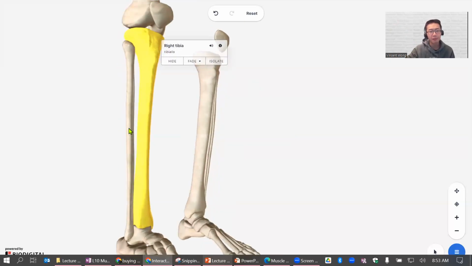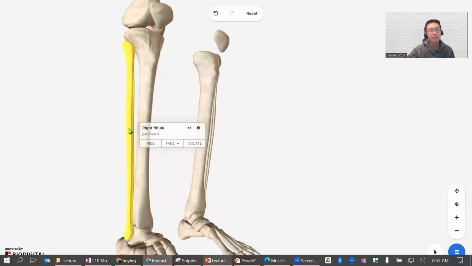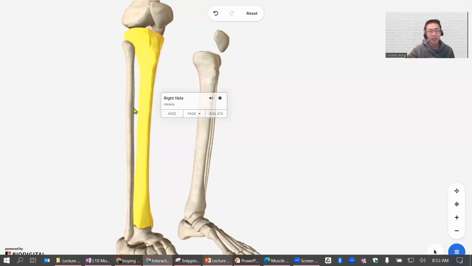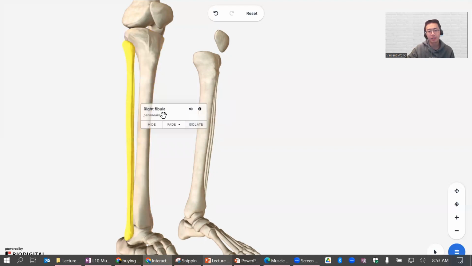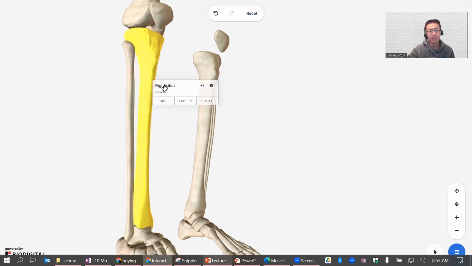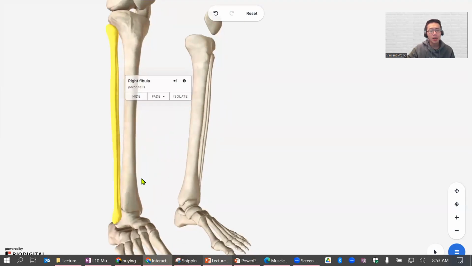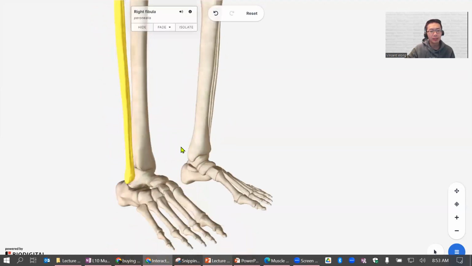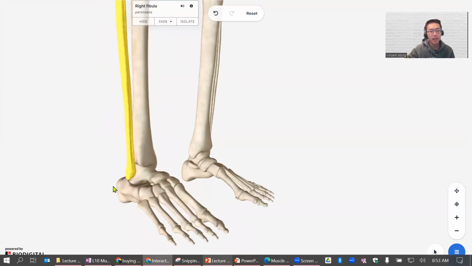And on the side for stability, we have the fibula. So we have the tibia, the big one, and the fibula. Okay, B-U-L-A, okay. Tibia, fibula. And so at the distal end here, we have 7 small bones.